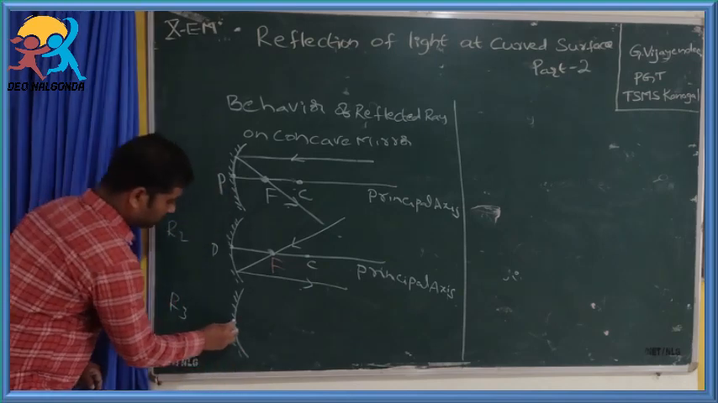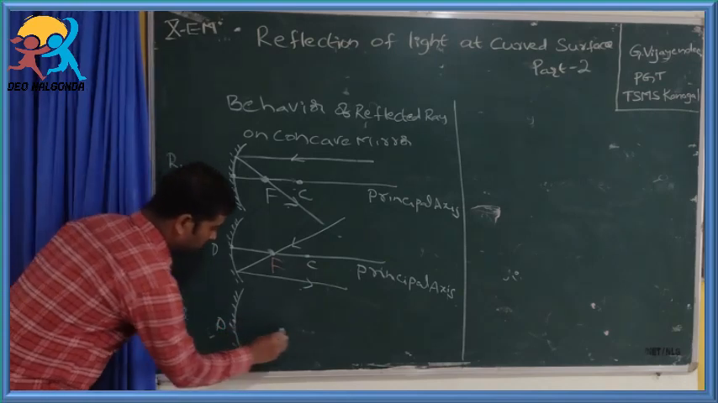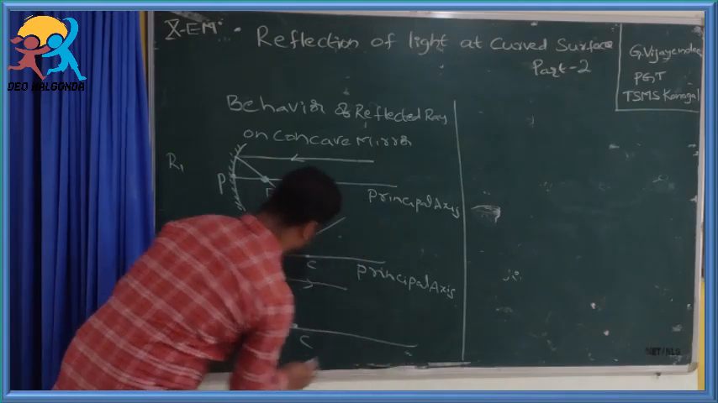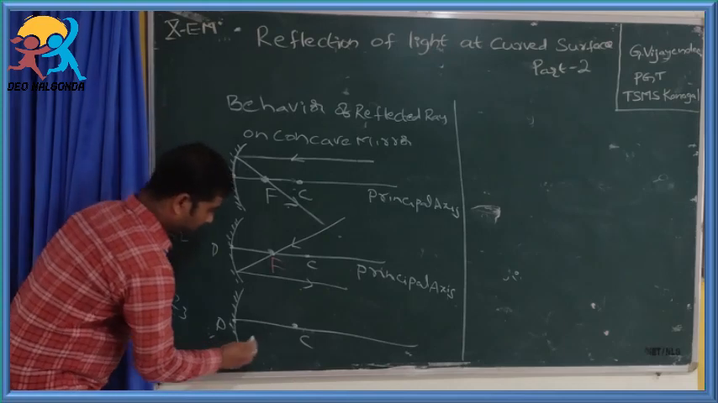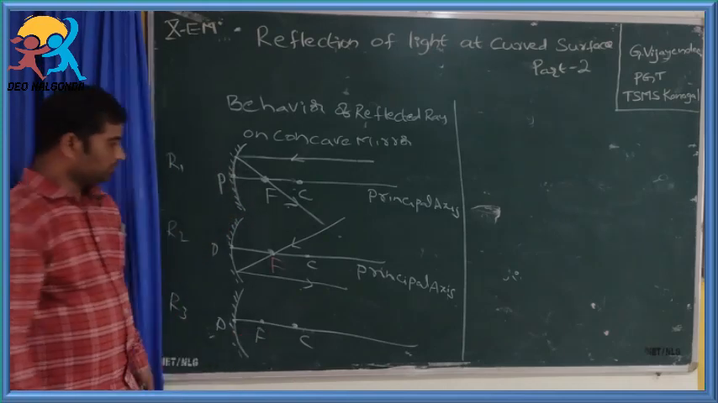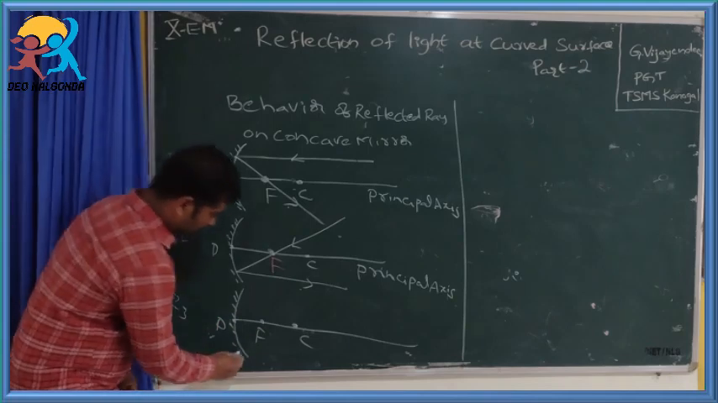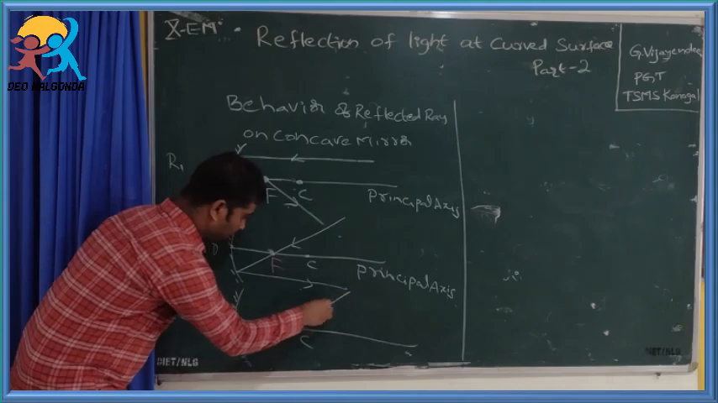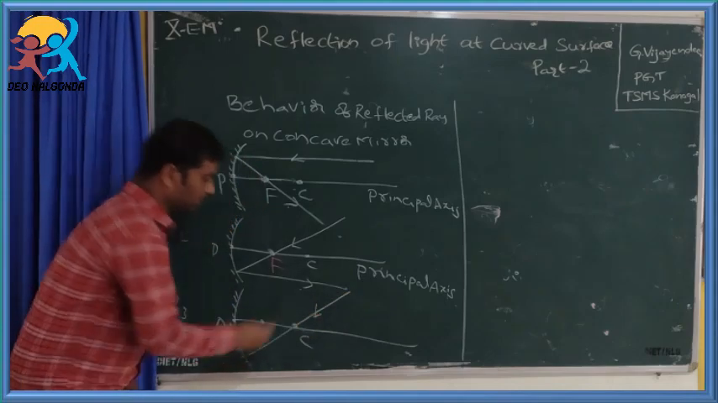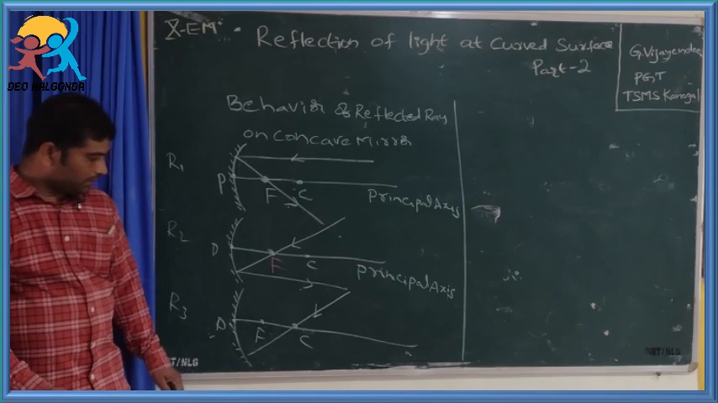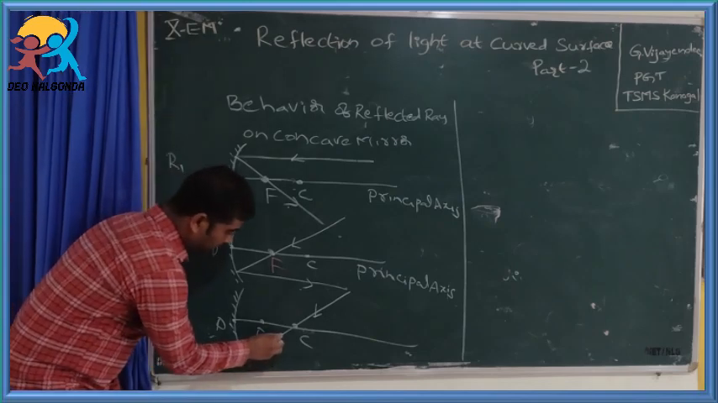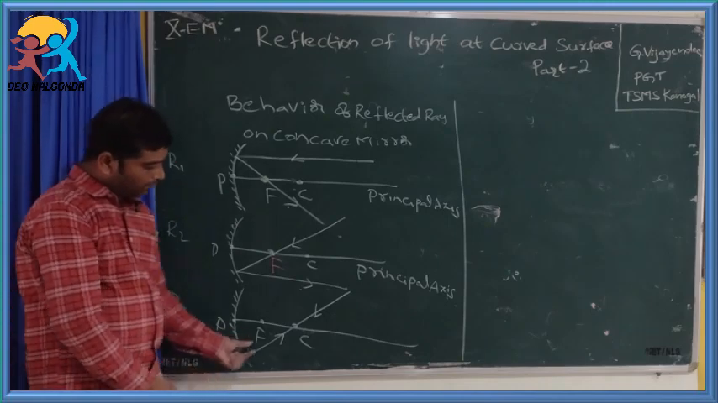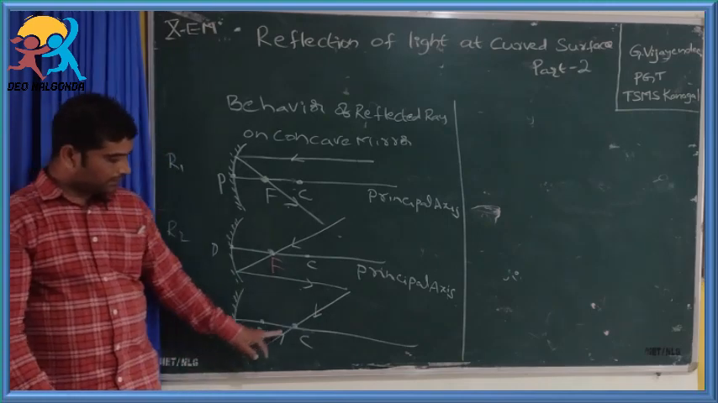Now rule 3. This is the pole, this is the center of curvature, the principal axis, and this is the focus. In the third case, if the incident ray is passing through the center of curvature C, then the reflected ray returns in the same path, or the reflected ray is undeviated.